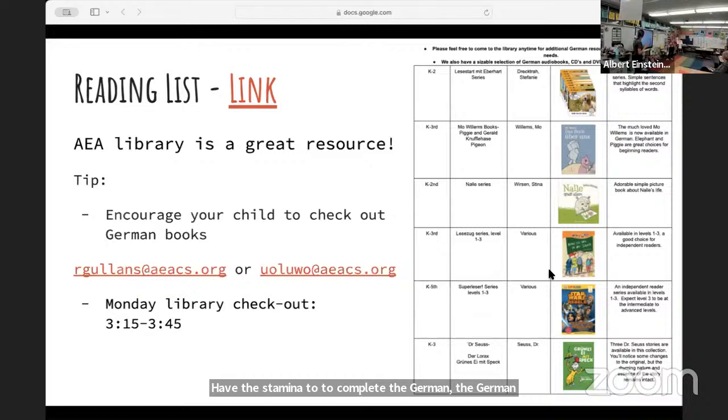And if we wanted to go to the Monday library checkout at 3:15, do we go through the front office? Yes. What's the best? Yeah.